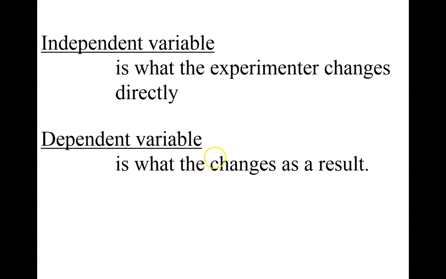Remember that the independent variable is what the experimenter changes directly. It is the cause of the change. The dependent variable is what changes as a result. It is the effect of the change.